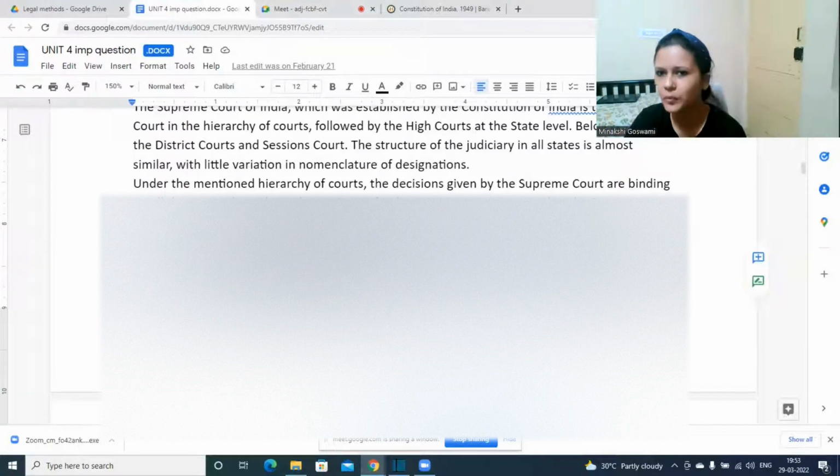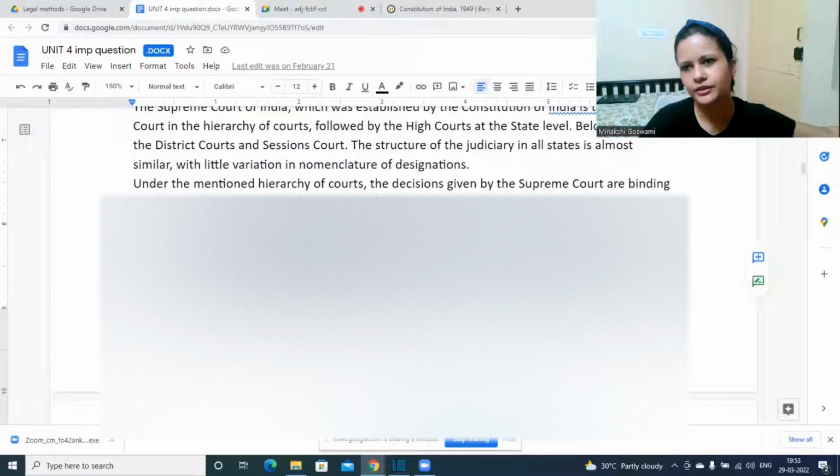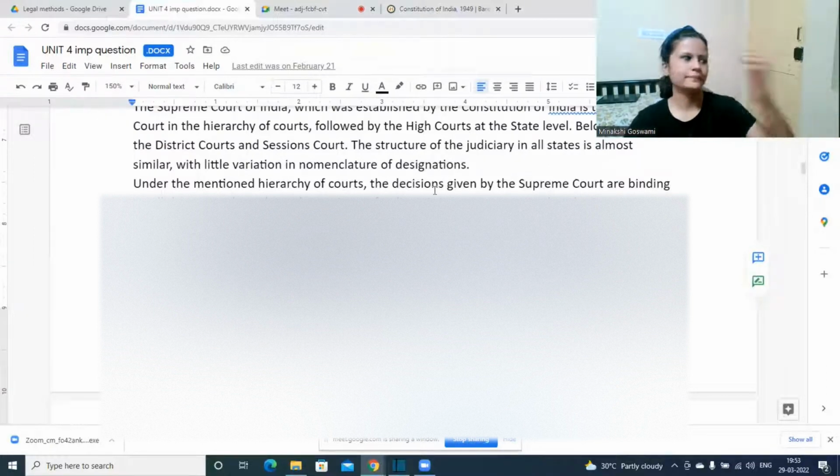Clear, right? Because it's an important part. Whose decision is binding on whom? Okay. Otherwise, please give another example. Another example for the entire thing or for High Court? Just for High Court. Okay, fine. I'll give another example.